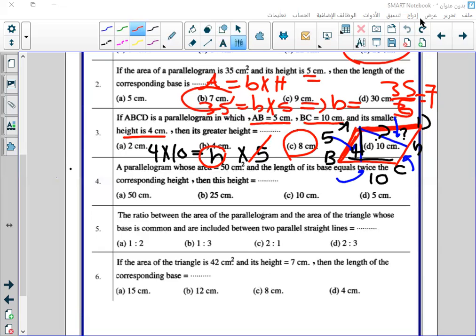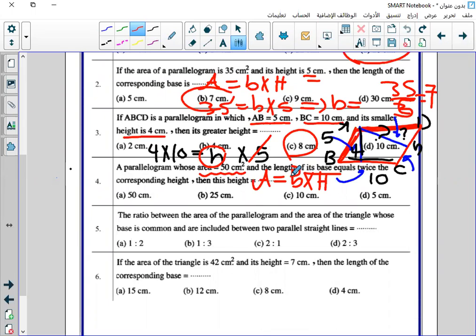First, we know that the area of the parallelogram is given as 50 square centimeter, and the length of its base equals twice the corresponding height. We say the area of the parallelogram equals base times height. Okay, base times height.